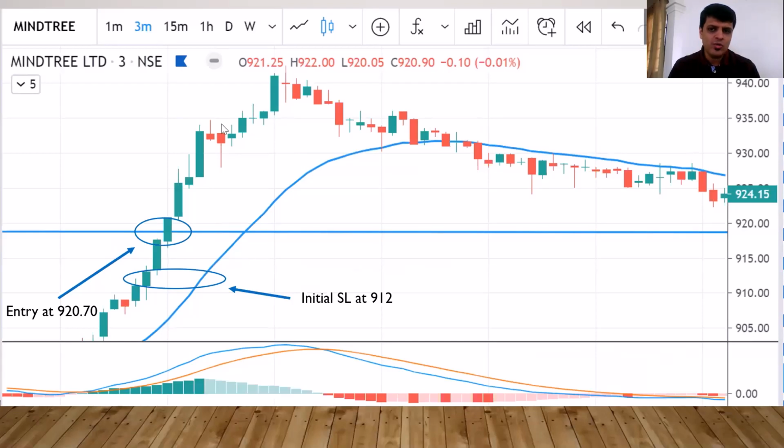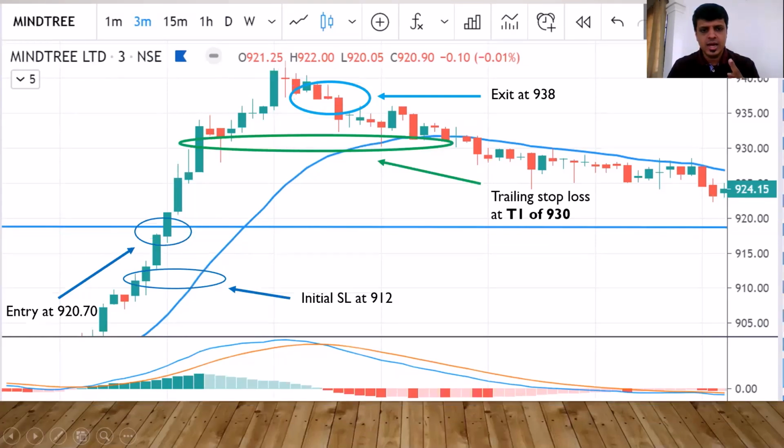So I need to know when to get out. I exited at 9:38, just so you know. Why I exited at 9:38, I'll tell you later. But what did I do with my stop losses? There's two options here. Now there is momentum and it's going up. What can I do? One is I can put my trailing stop loss at T1. So I got in at 920-ish. My stop loss is 912. So my first target is around 930.